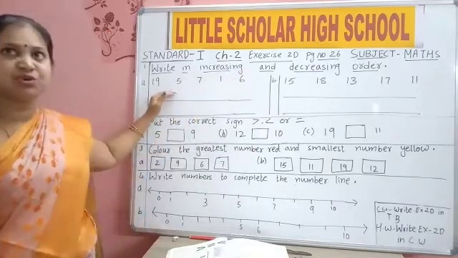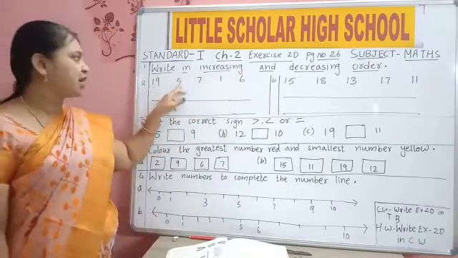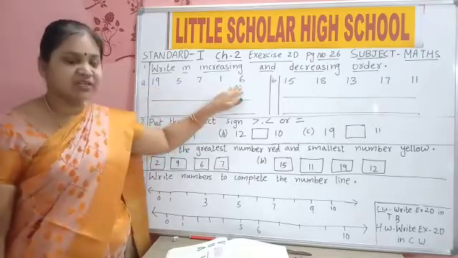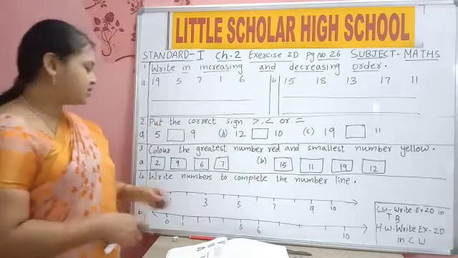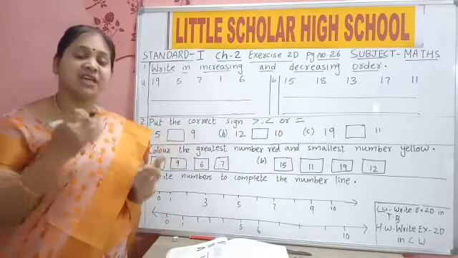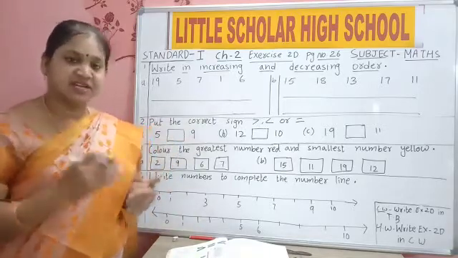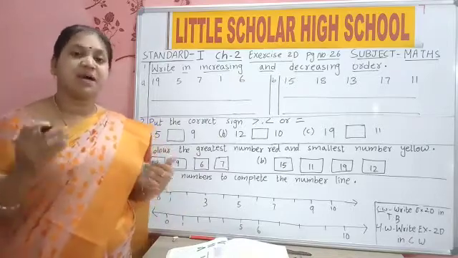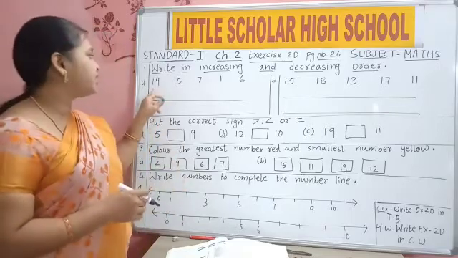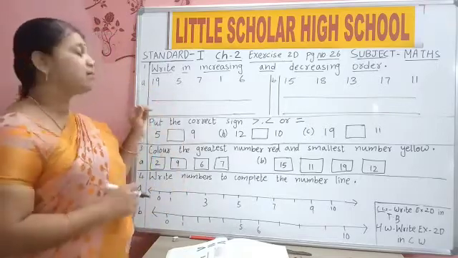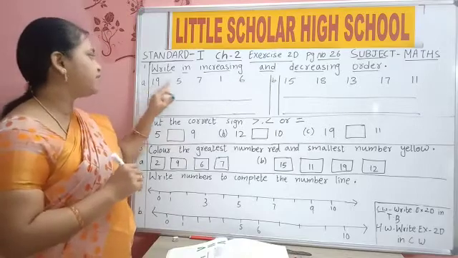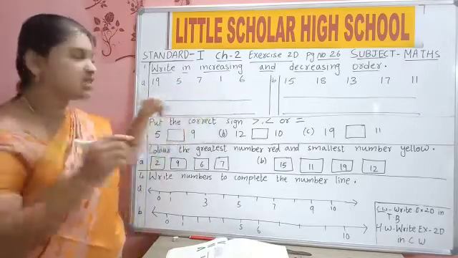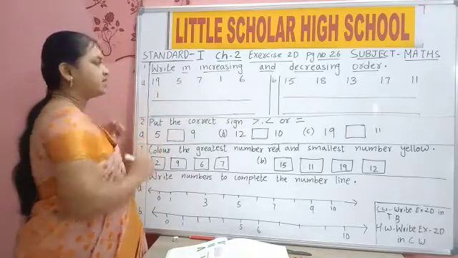These numbers first you should read: 19, 5, 7, 1, 6. Among these, which is the smallest number? Which number comes first when you say numbers 1, 2, 3, 4? That is the smaller number. When you are writing numbers, you will write 1 first. So 1 is the smallest number.